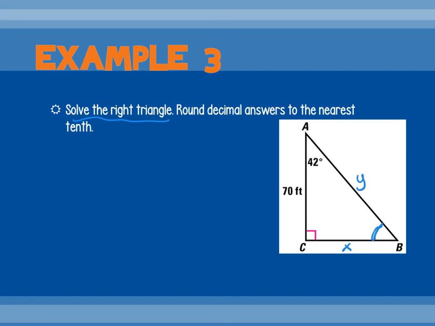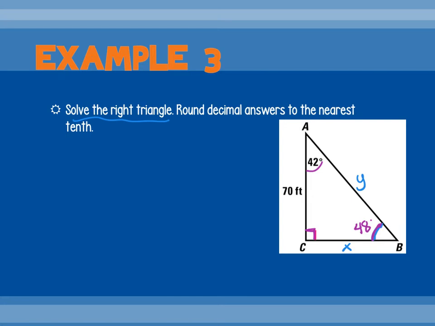So the angle is the easiest to find because if this is 90, the angles A and B have to add up to 90. So if I did 90 minus 42, I get 48 degrees. You could also add 90 and 42, subtract it from 180. Either way, you get the other angle, 48 degrees. Now I just got to find my two sides.